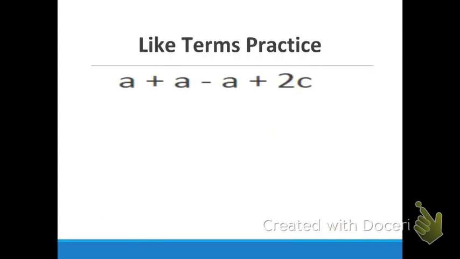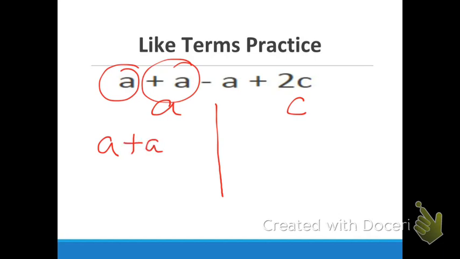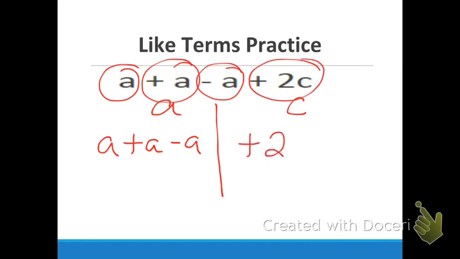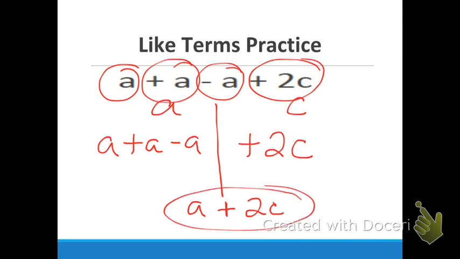So this is our next example. It's at the top of the next column. So we have A plus A minus A plus 2C. So first step, how many families do we have? Two. So we're going to make two houses. We have the A family and the C family. Okay, so in the A family we have A plus A and then minus A. And in the C family we have only plus 2C, right? So A plus A is 2A, take away an A is 1A or A, plus 2C. A plus 2C, that's our final answer.